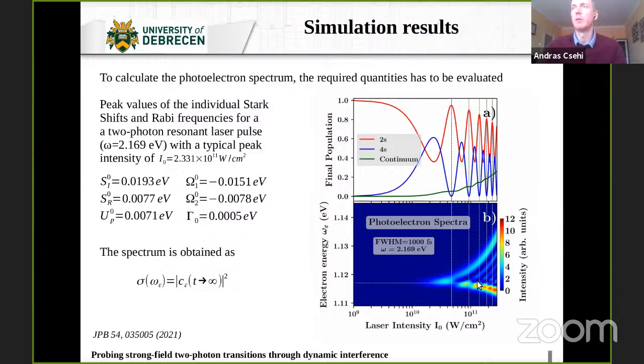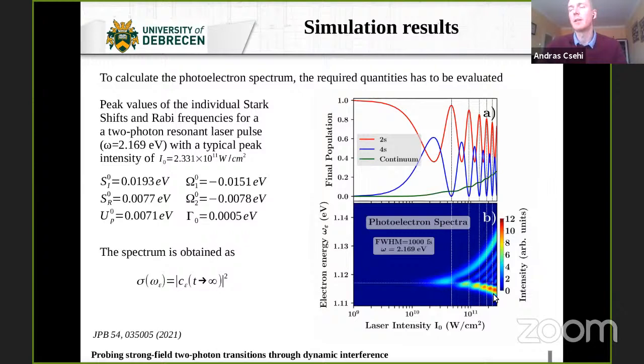And very importantly, this becomes asymmetric. So all these features of the spectrum, we are interested in the reason what is behind. So how can we explain these spectral features?